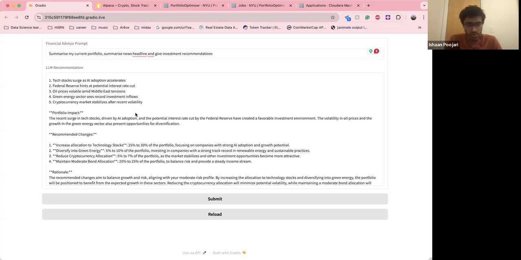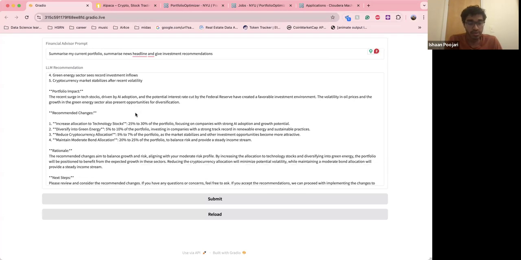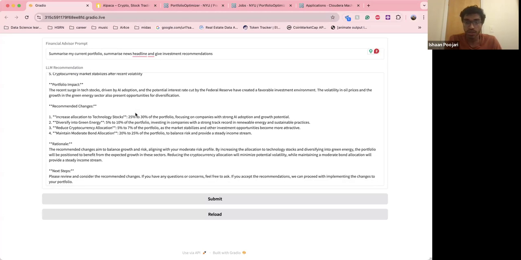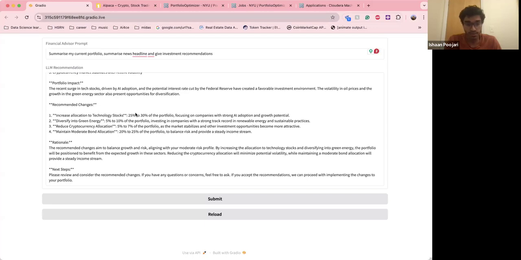And it's also providing some new recommendations that weren't in our current portfolio, allowing the user to rebalance based off of stocks that aren't in the current portfolio that we are holding. So really providing some very holistic advice, also tailored to this user's specific needs.